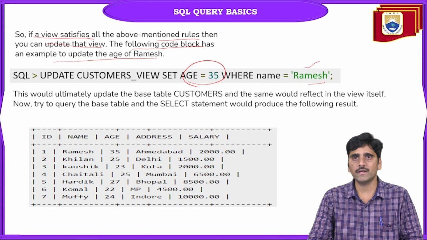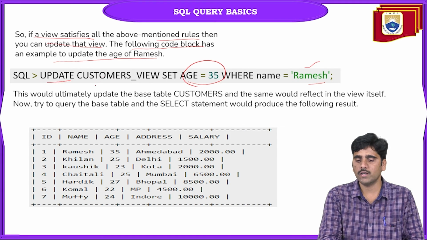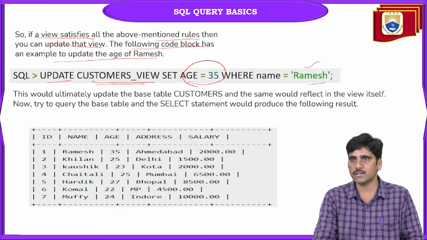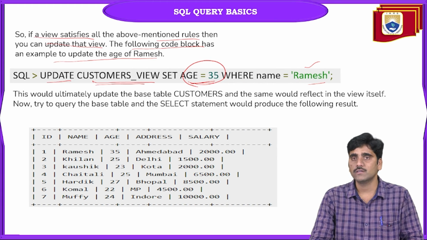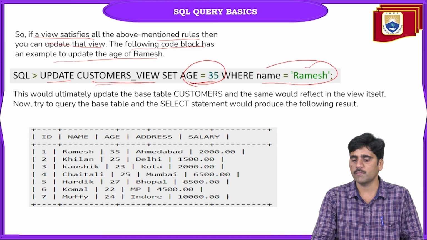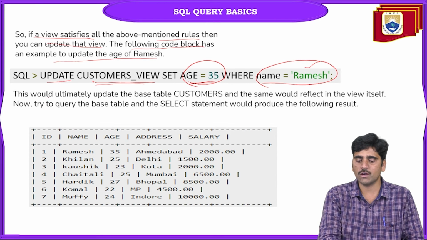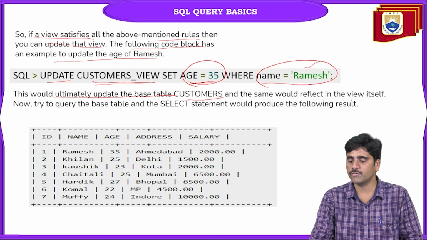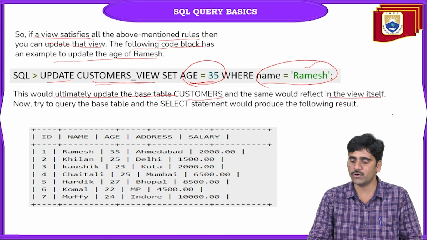The update command is like the one you use for a table. So update view name, set, and the attribute you are going to set is the age attribute. So age equals 35 where name equals Ramesh. After executing this query, this would ultimately update the base table customers and the same would reflect in the view also. So it is happening in both the table as well as the view.